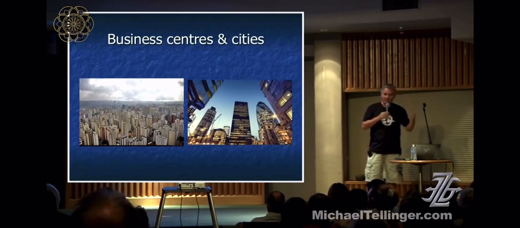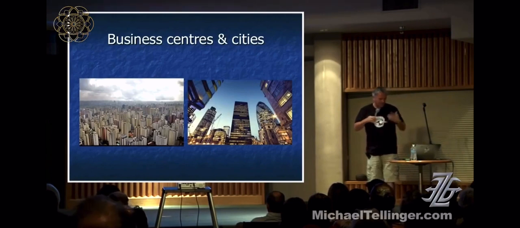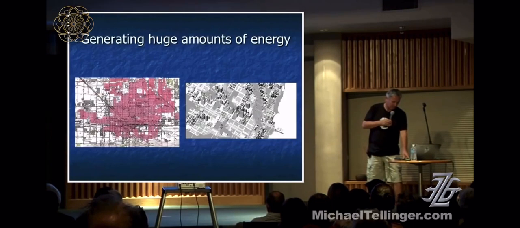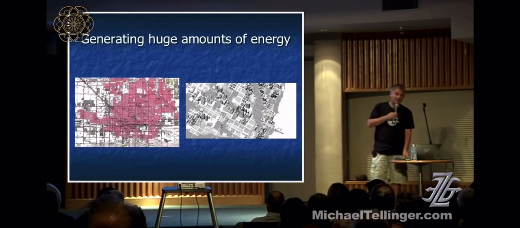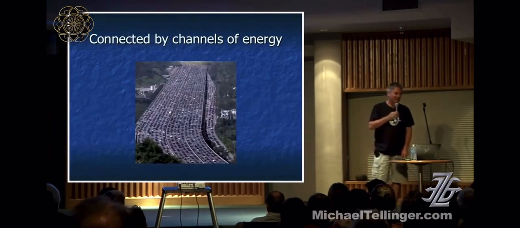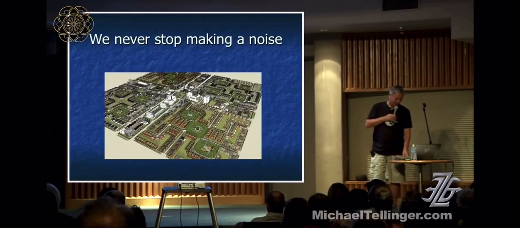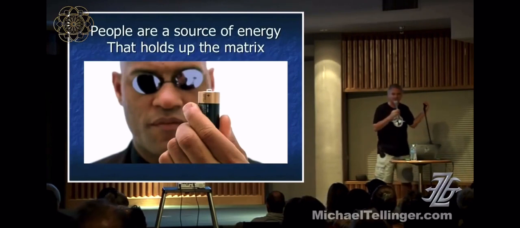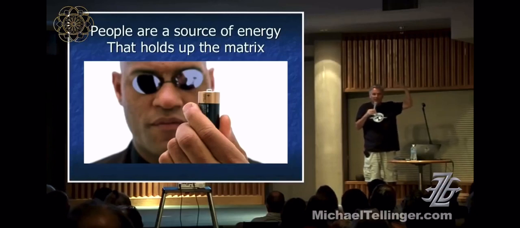Somehow nothing has changed. We seem to continue putting all this energy, the city grids are like giant circuit boards, generating huge amounts of noise, huge amounts of energy, and strangely enough, all being connected by these channels called highways that never stop making a noise, just like the stone circles. We never stop making a noise. And now I understand what Morpheus meant when he said that people are the source of energy. It makes a whole different kind of sense to me now. For whom and why, I don't quite know. But it seems that we're the energy source that keeps this matrix or this energy field around our planet up in the sky.